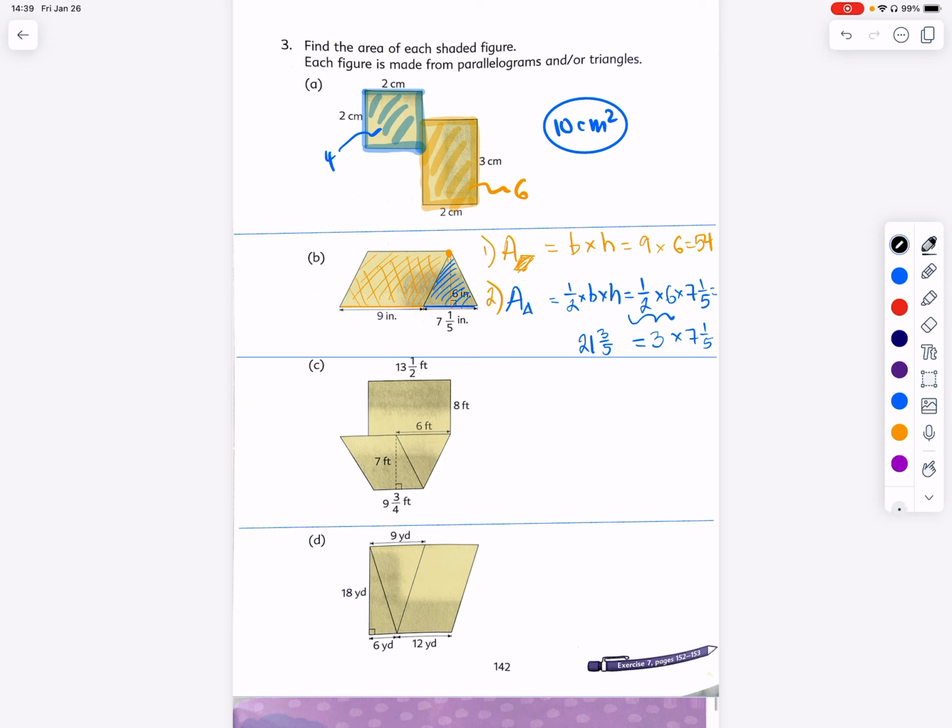We need to put these two areas together. In the third and final step, we're going to add 54 plus 21 3/5, and we get 75 3/5 inches squared. And that is the area of shape B.